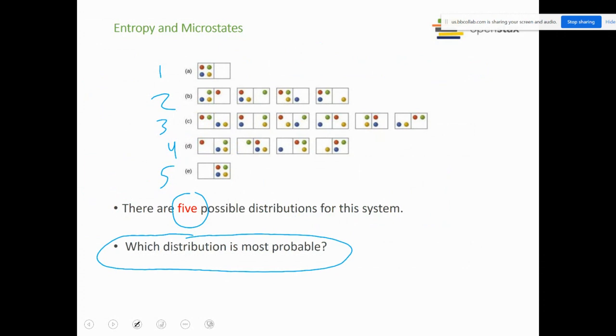I want you to pause the video because this is where I'm going to stop for today. Then I want you to think about which one of these five distributions is most probable and why. The answer is in the next slide, but again, I want you to think about this. Make sure you are comfortable with microstates and what I've been talking about conceptually. Otherwise, on exam three, definitely there is going to be a question based on this concept.